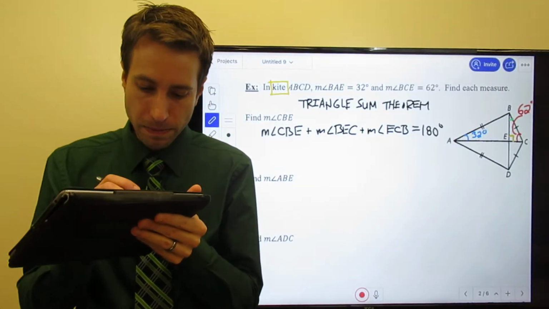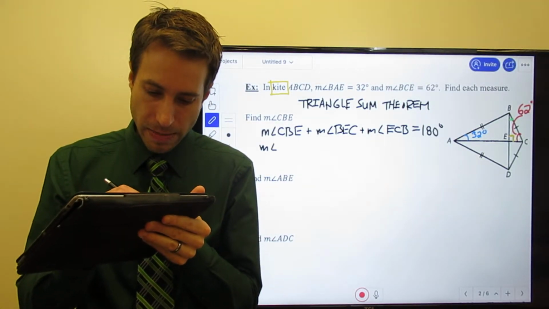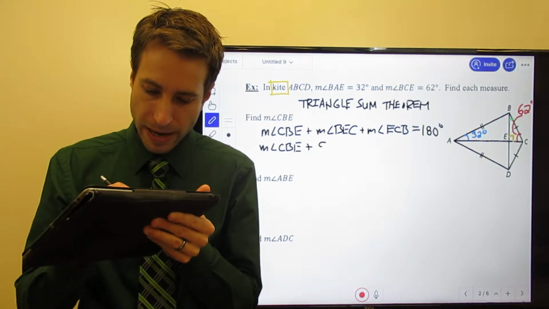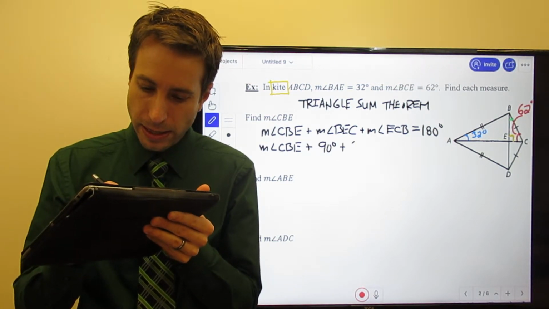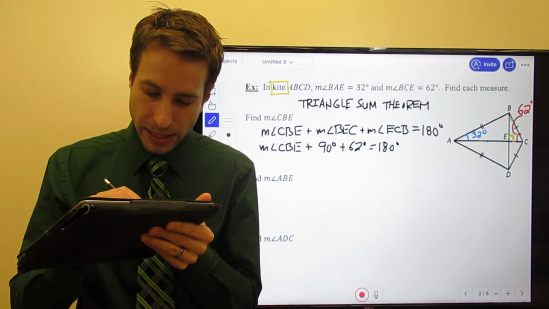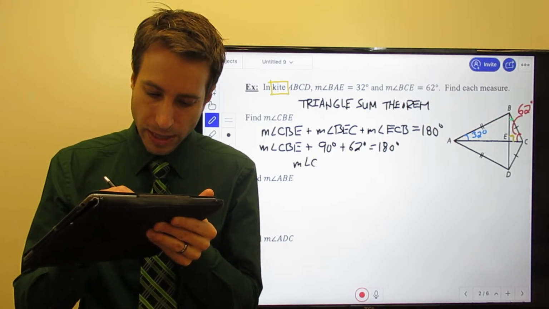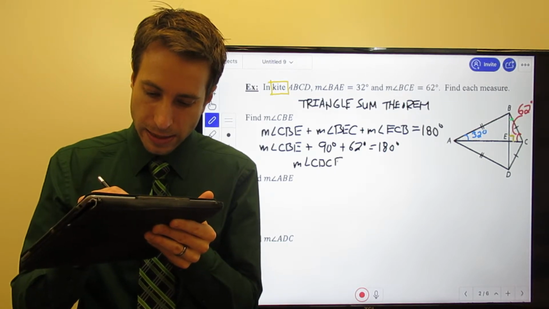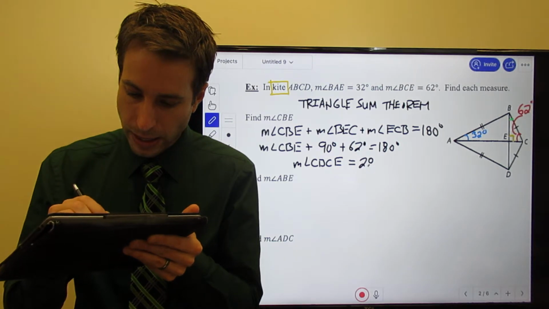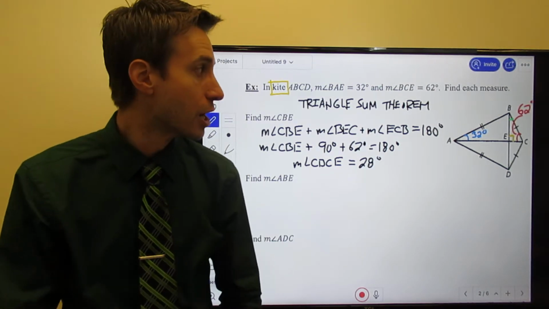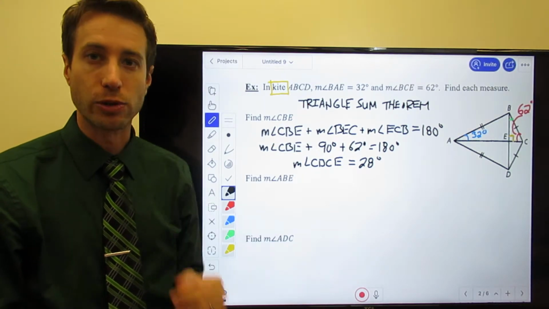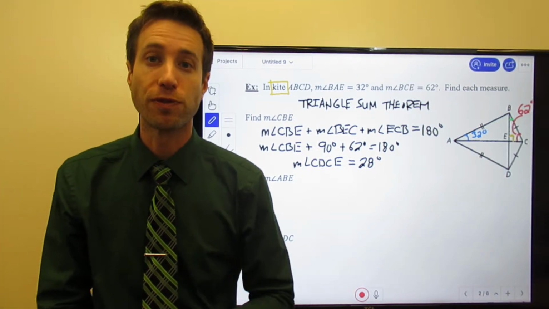So plug and chug. The measure of CBE plus 90 degrees plus 62 degrees equals 180. Add them together, subtract them to the other side, and CBE has to be equal to, I get 28 degrees. So that little sliver right up in there, 28 degrees, the triangle sum theorem. That was so much fun.